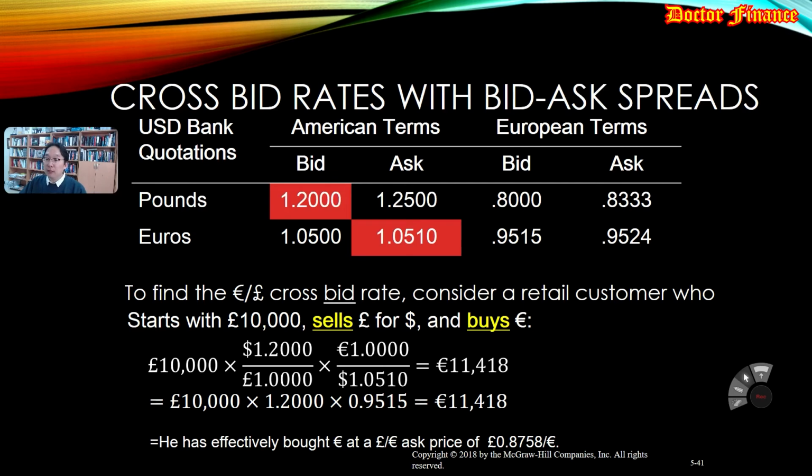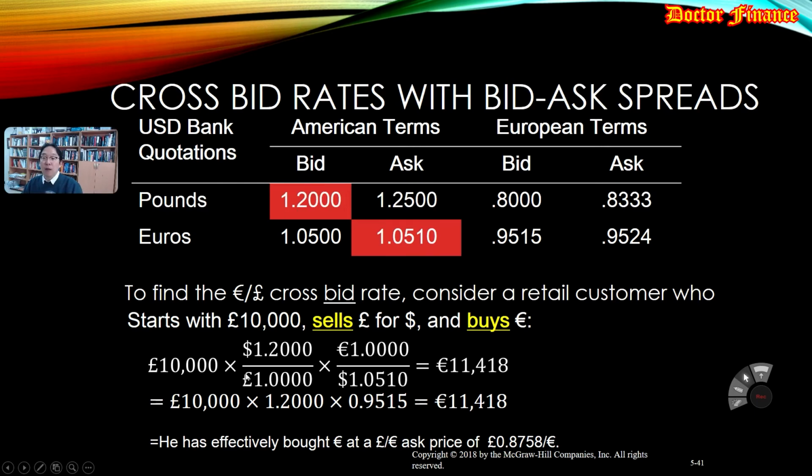So to find the euro to pound cross bid rate, consider a retail customer who starts with 10,000 British pounds. You sell it and get US dollars, and then sell US dollars and buy euros. Okay, a two-level transaction is taking place. Now, for that purpose, the dealer first has to buy British pounds from you at their bid price of pound to US dollars, right?